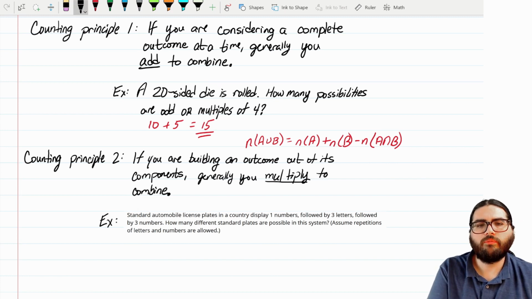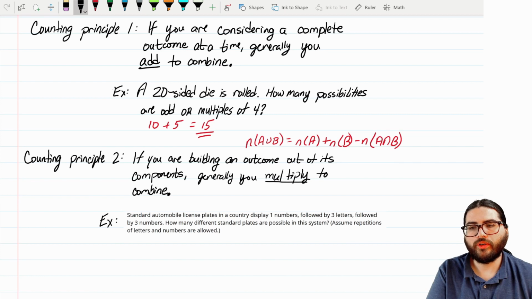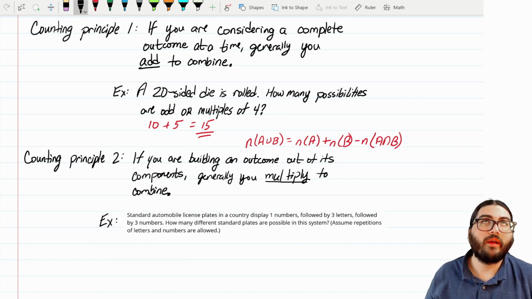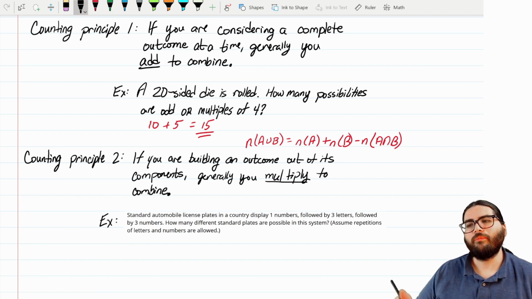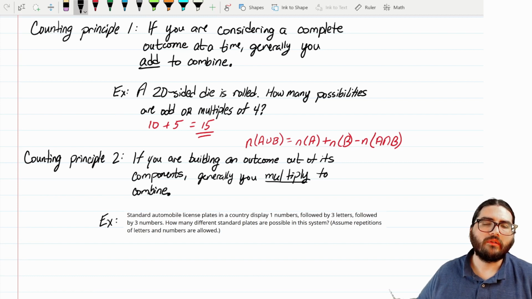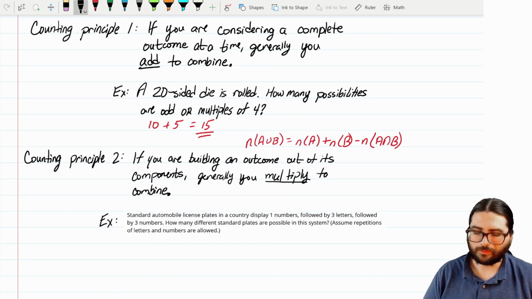And whenever I say building one outcome out of its components, you'll see a lot of problems on the homework like this. Like I'm choosing an outfit, and I have 6 pairs of pants and 3 shirts to choose. How many different ways can I choose one from each category? I'm picking one component from each category, so I would need to multiply to combine those possibilities. That's the kind of thing you'll be looking for in the word problem.